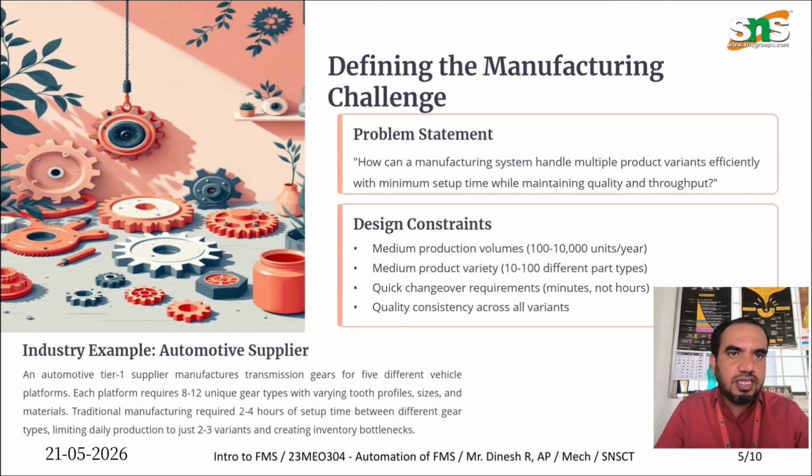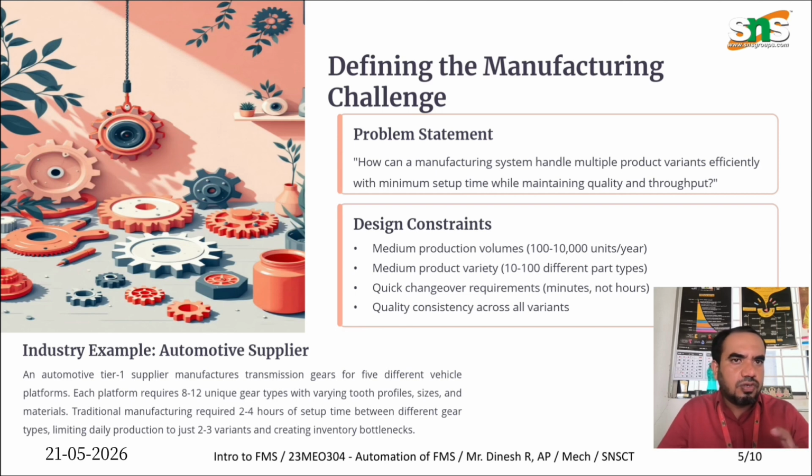Here we are going to see defining the manufacturing cell. Now let's take a problem statement first in order to understand it very clearly. How can a manufacturing system handle multiple product variants effectively with minimum setup time while maintaining quality and throughputs? So this is the problem statement. The problem statement itself clearly states that we need FMS in order to handle the varieties. So the FMS cells are more flexible when compared to the traditional manufacturing system.